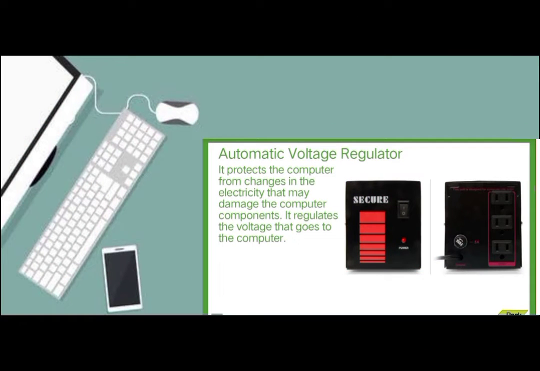The fourth one is the automatic voltage regulator, or the AVR. The AVR protects the computer from changes in the electricity that may damage the computer components. So it regulates the voltage that goes to the computer. The main function of this is to protect the computer from changes of electricity that can damage the computer components, and also to avoid overheating of the computer.